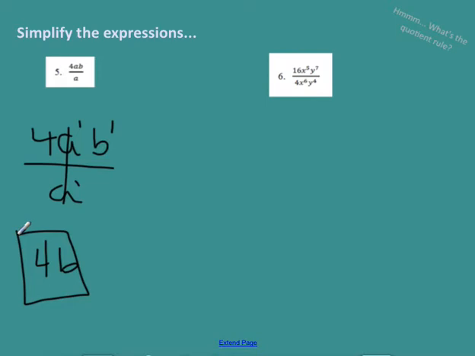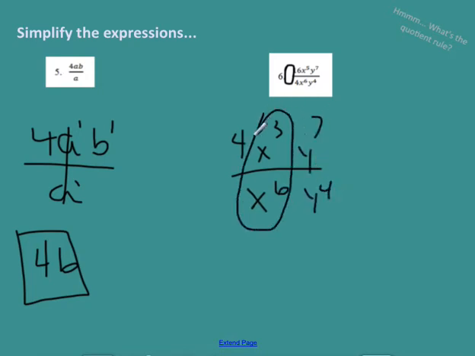Next, let's take a look at number 6. The first thing I want to do is simplify this 16 divided by 4. So 16 divided by 4 is just 4. And then I'm going to have x cubed divided by x to the 6th, y to the 7th divided by y to the 4th. First thing I'm going to do is focus on this one right here, x to the 3rd divided by x to the 6th. So I need to subtract those exponents.